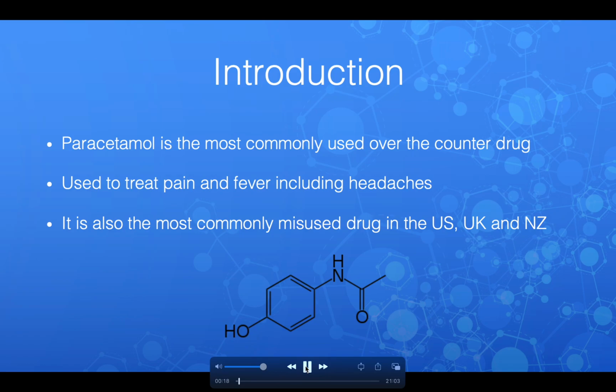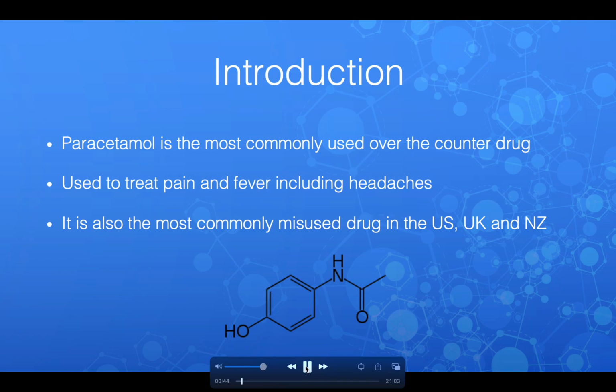Paracetamol, which was first made in Europe in the 1850s, is now the most commonly used over-the-counter drug around the world. It is commonly taken to relieve mild pain and fever, including headaches. Paracetamol works by blocking chemical signals to our brains, and it also regulates body temperature, which assists while fighting fevers. Paracetamol is most commonly taken in a tablet form, which contains 500 milligrams.